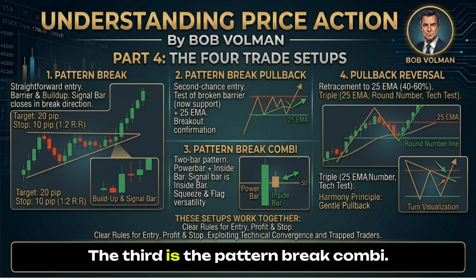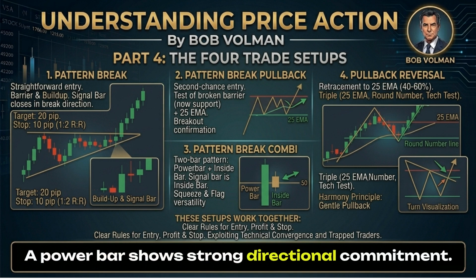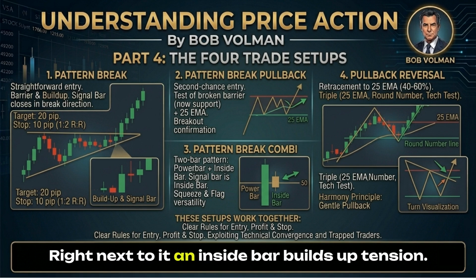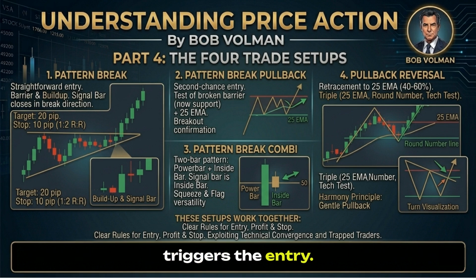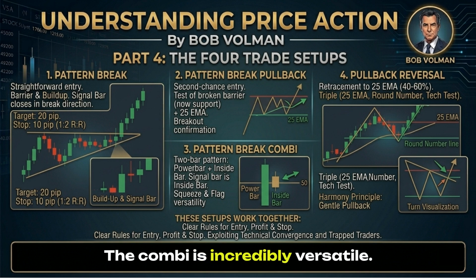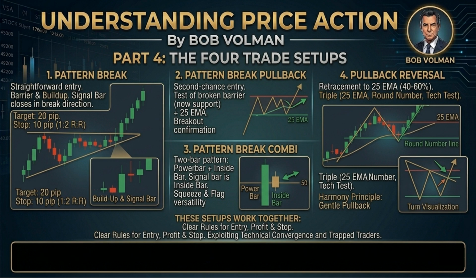The third is the pattern break combi. It uses a 2-bar pattern. A power bar shows strong directional commitment. Right next to it, an inside bar builds up tension. The inside bar becomes the signal bar, and its break triggers the entry. The combi is incredibly versatile. It appears in squeezes, at the end of flags, and in pullback turns.